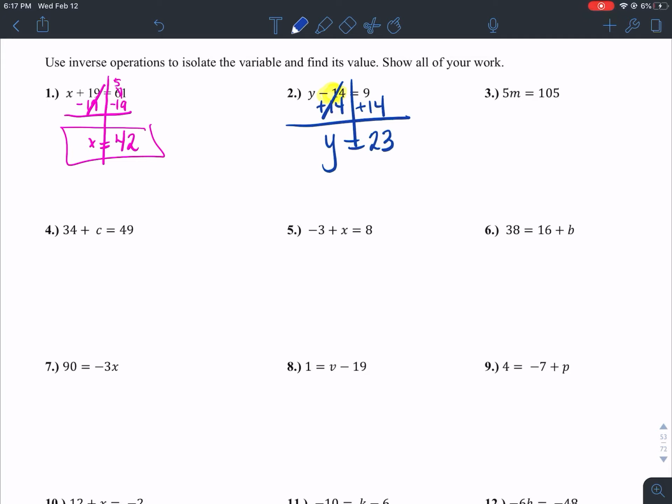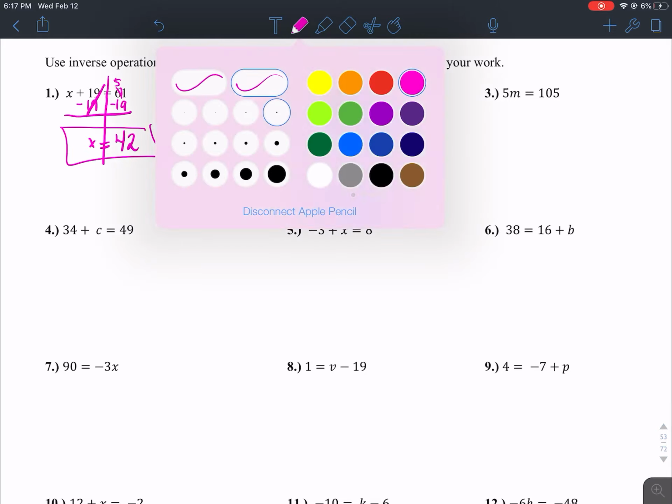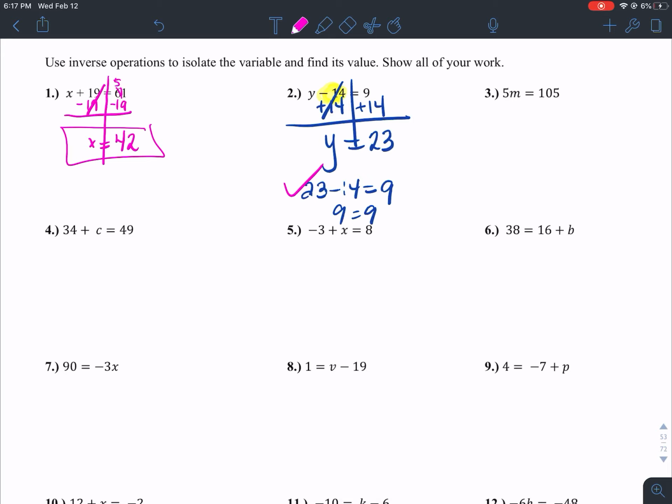And then I'm going to go ahead and check it just to make sure. Is it true that 23 minus 14 equals 9? Well, yeah, 9 equals 9. That works out, so that's correct. I'm going to check my own work, so I don't have to wait until tomorrow when we grade it. I already know it's correct.